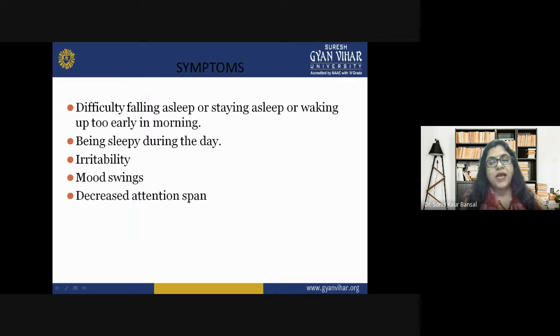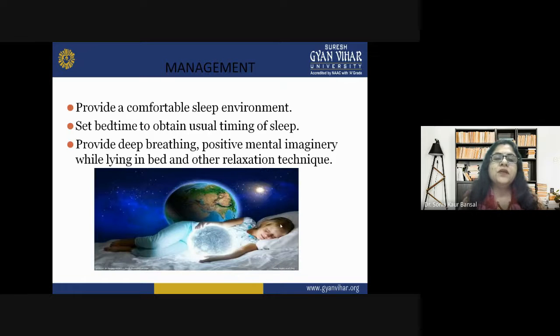So I hope you are understanding, and in that way you will understand that insomnia is something when the child has trouble sleeping or wakes up too early in the morning. So how can this be corrected? Management: provide a comfortable sleep environment, set a bedtime to maintain the usual timing of sleep, provide sleep breathing, positive mental imagery while lying in bed, and other relaxation techniques. These are some important techniques that one must follow who is living around a child. This will really be helpful when you are handling the child in a positive environment.